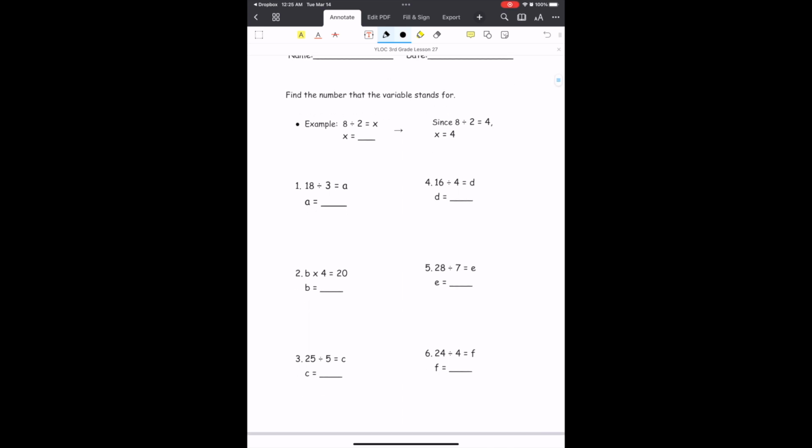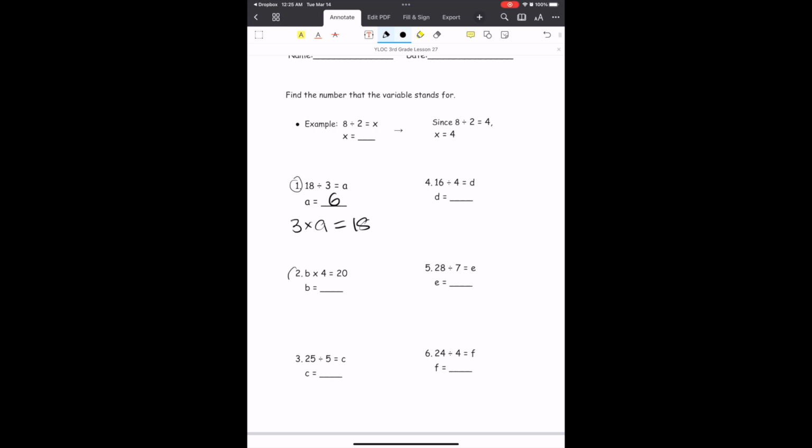So let's start with number 1. 18 divided by 3 is equal to A. Well, A is equal to what? That's what we're trying to figure out. If we know our times tables, we can make this easier. This is the same thing as 3 times A is equal to 18. Well, 3 times 6 is equal to 18. So the answer for A would be 6.